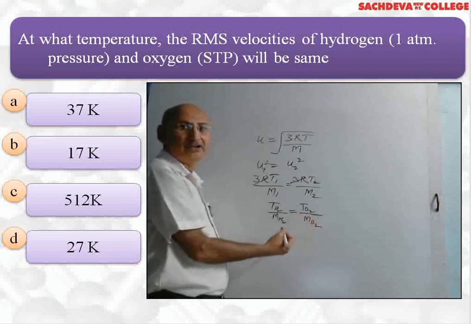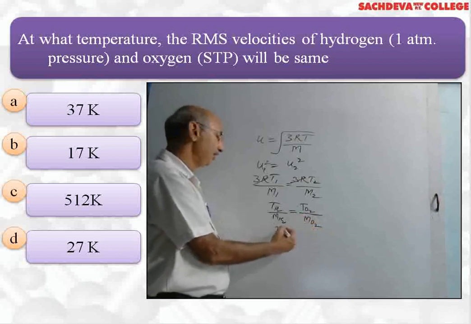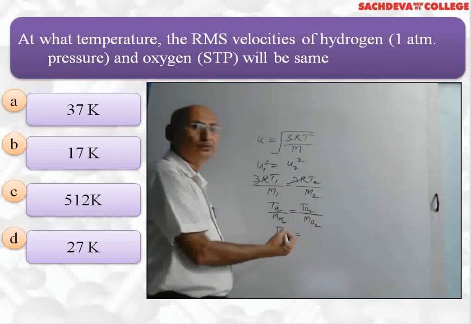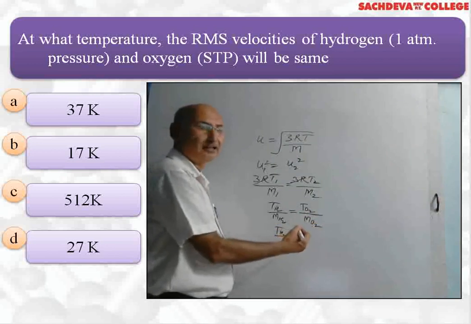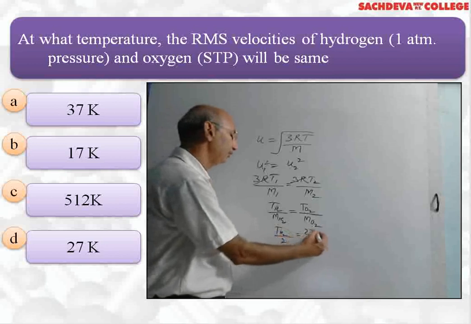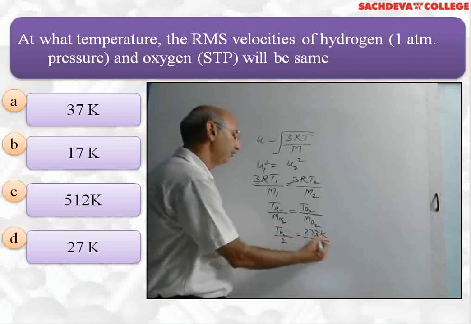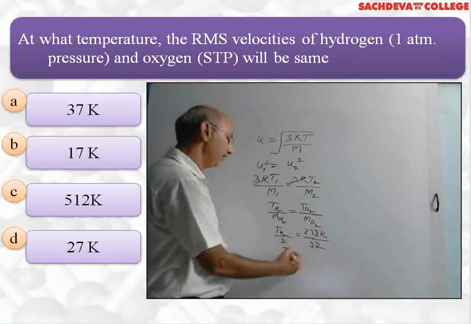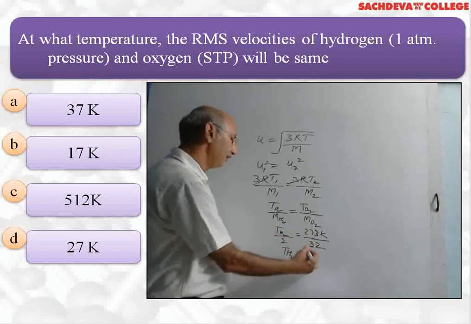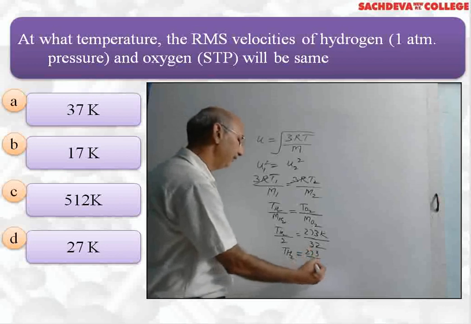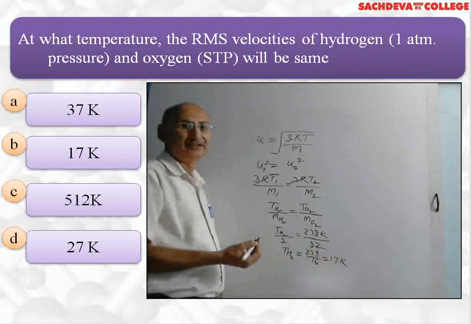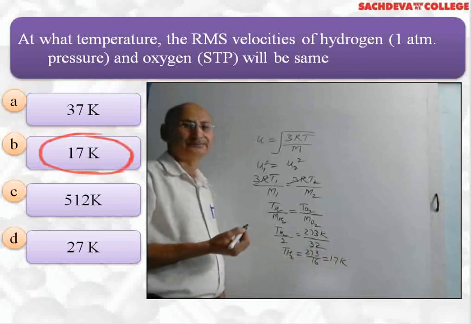Now temperature of hydrogen is at 1 atmosphere and temperature we have to find out. Molecular weight of hydrogen is 2. Temperature of oxygen at STP means 273 Kelvin. Molecular weight of oxygen is 32. So temperature of hydrogen when you solve it will be 273 by 16. The closest answer is 17 K. So B part is the correct answer.